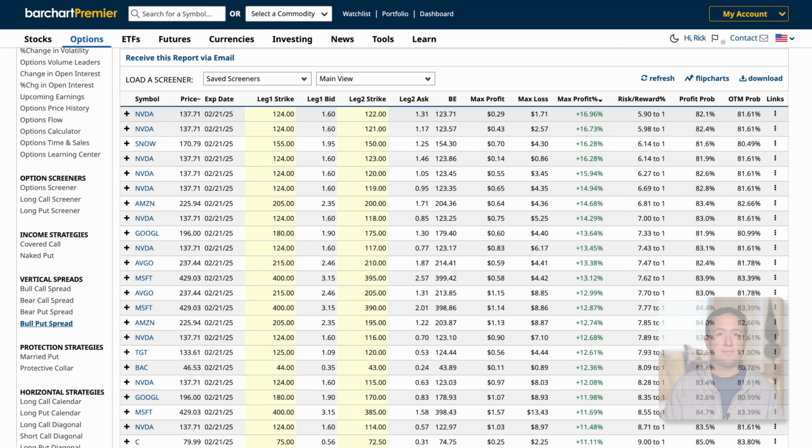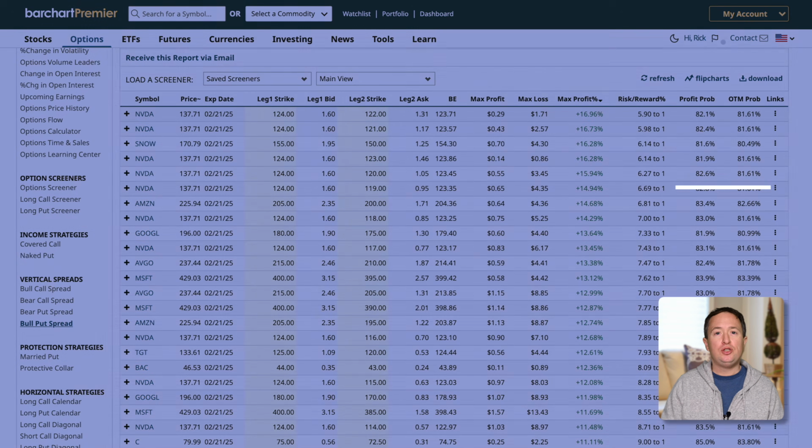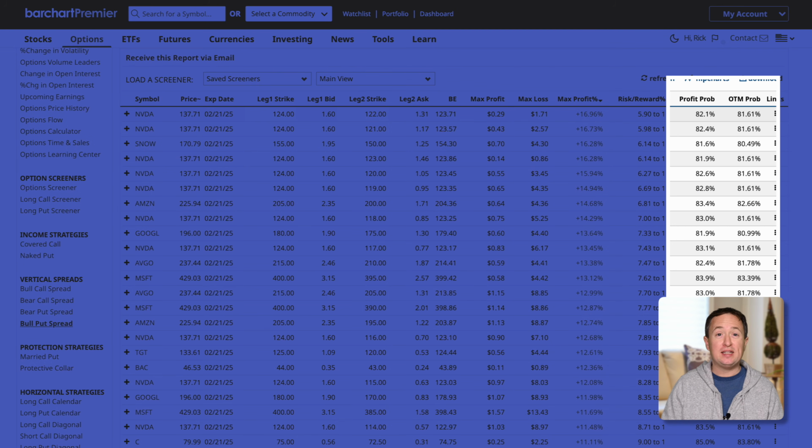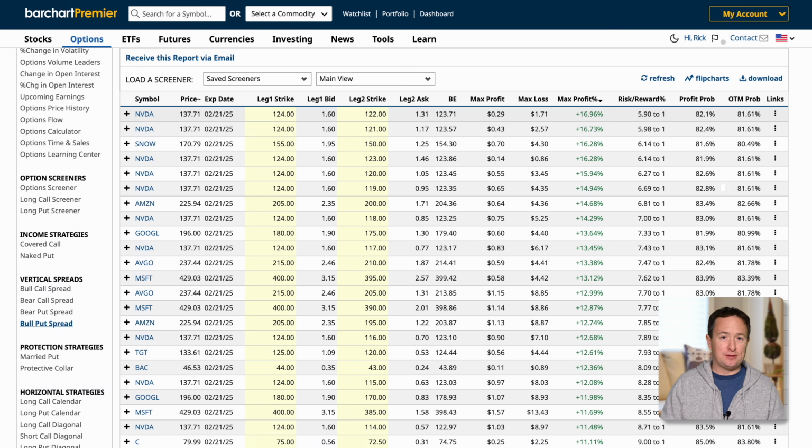Now, you might also notice probability of profit up here. This tells us the chances the trade will earn at least a penny at expiration, while OTM probability tells us the chances that you'll get maximum profit. So you can see with these results that the numbers are pretty close. So let's have a look at this list.